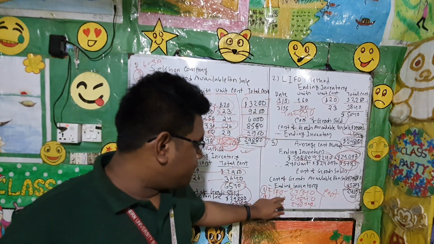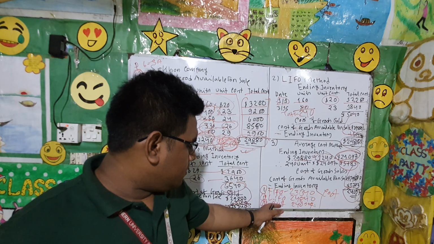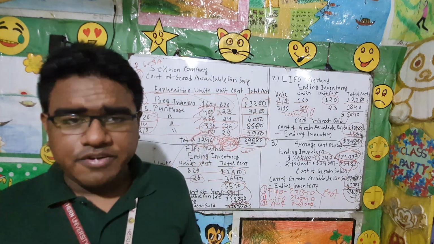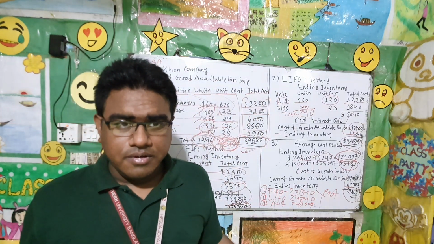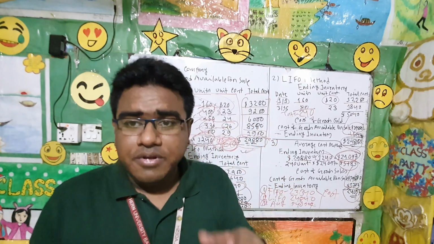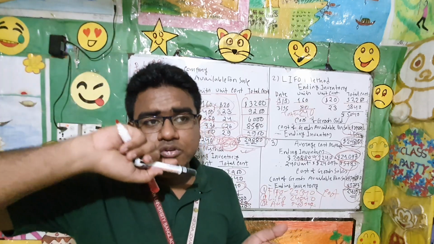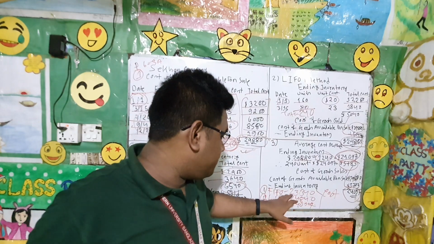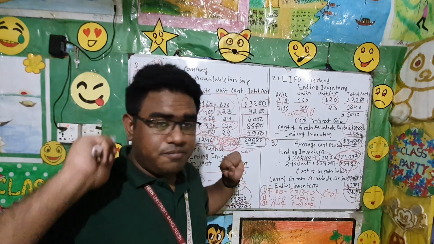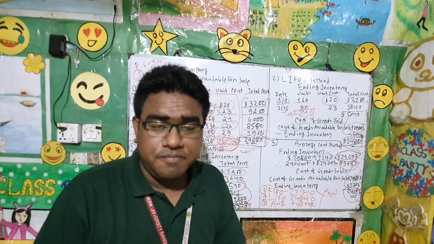FIFO 23,340, LIFO 24,840, and average, which means 24,097. Which one is preferable? If it is a full class, not the online class, I would ask everyone to raise your hand. Those who think FIFO is preferable, please raise your hand. Those who think LIFO is preferable, please raise your hand. Those who think average costing is preferable.